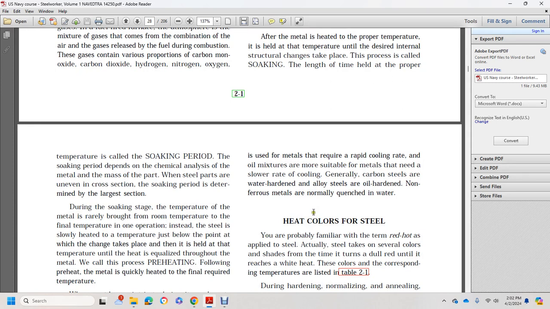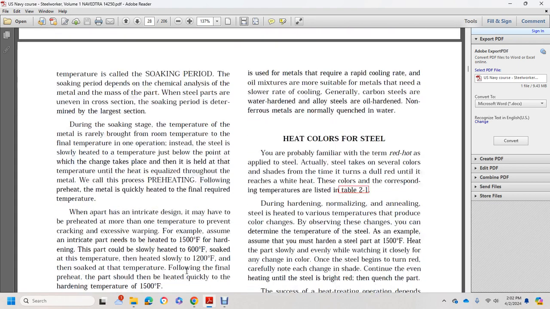During the soaking stage, the temperature of the metal is rarely brought from room temperature to the final temperature in one operation. Instead, the steel is slowly heated to a temperature just below the point at which it changes, and then it is held at that temperature until the heat is equalized throughout the metal. This process is called preheating. Following the preheat, the metal is quickly heated to the final required temperature.